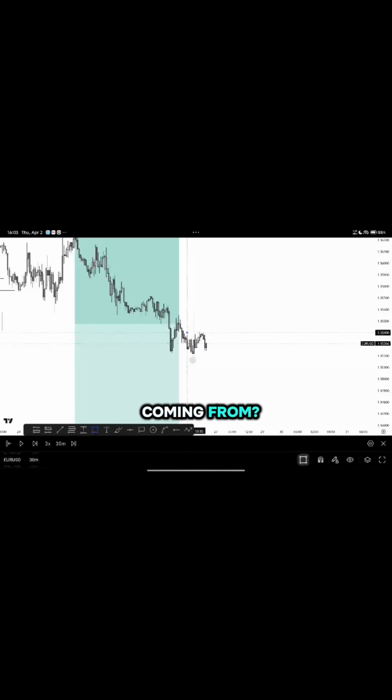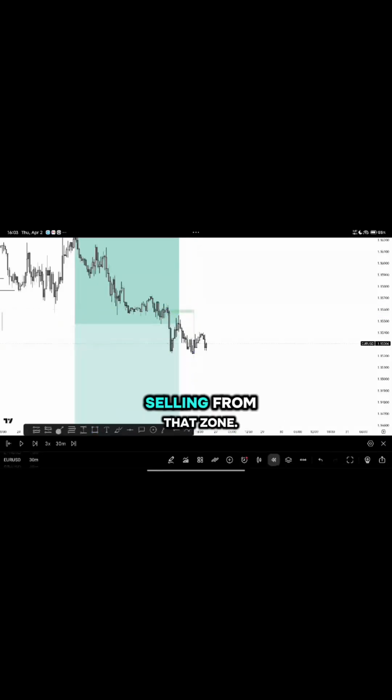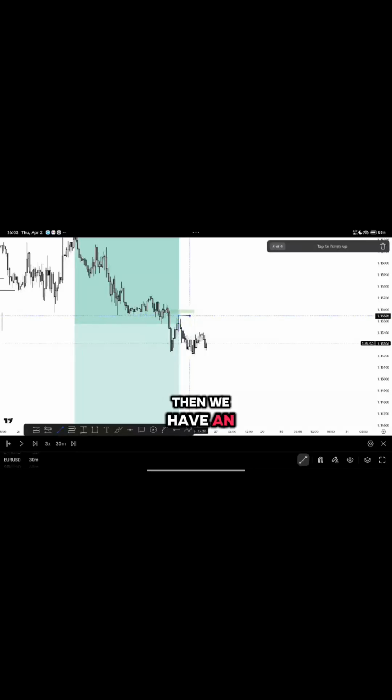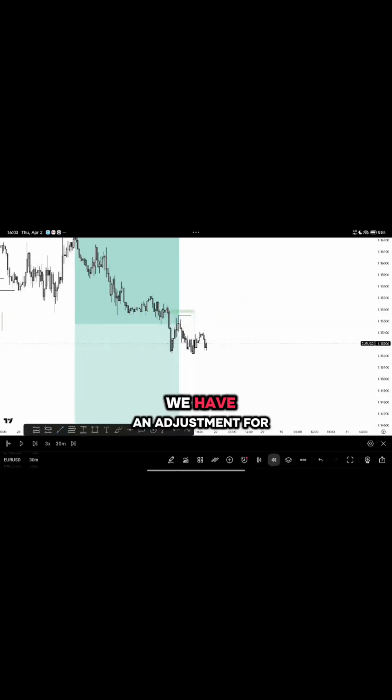So where is price coming from? Price broke below this low. Then we have a sell zone here. The price mitigated and we are currently selling from that zone. Then we have an inducement for that zone.